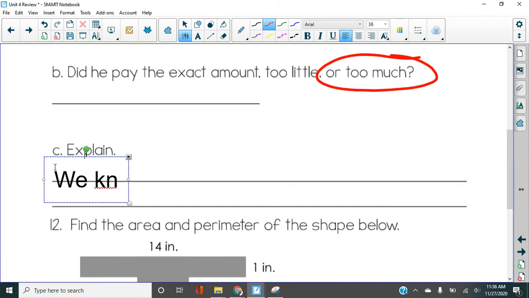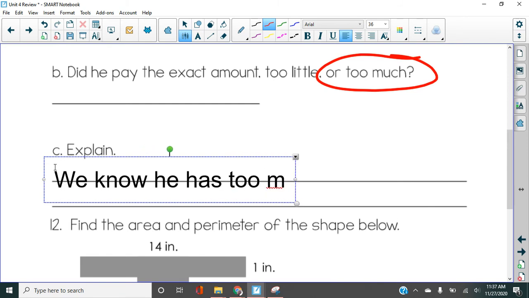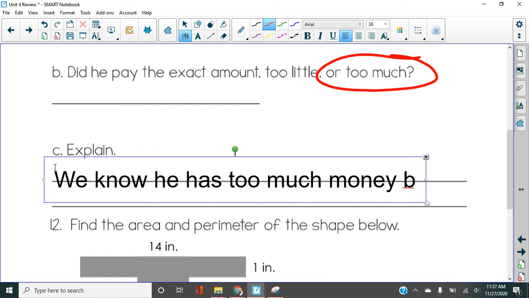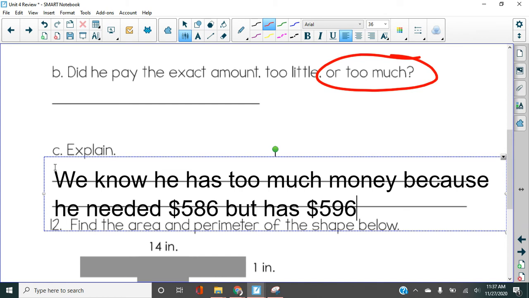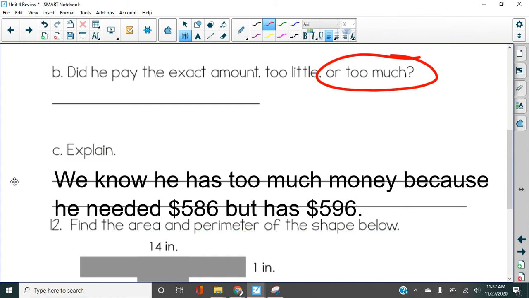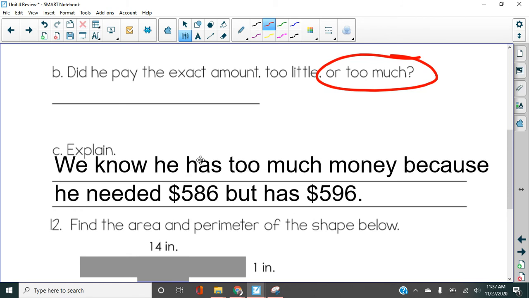We know he has too much money because he needed, there's a dollar sign, $586, but has $596. You see how I wrote that as a complete sentence? I have a subject. My subject is we. My predicate, the rest of the sentence is my predicate, and I've told my reason why.